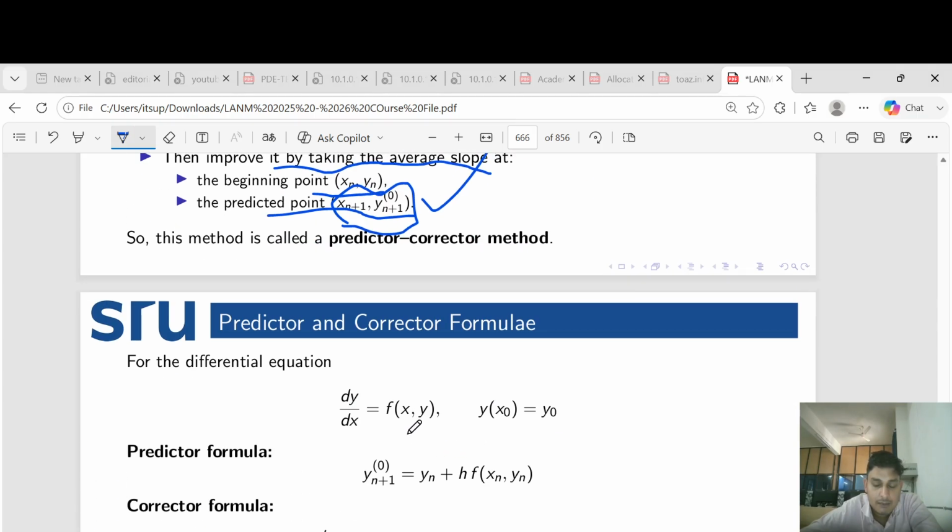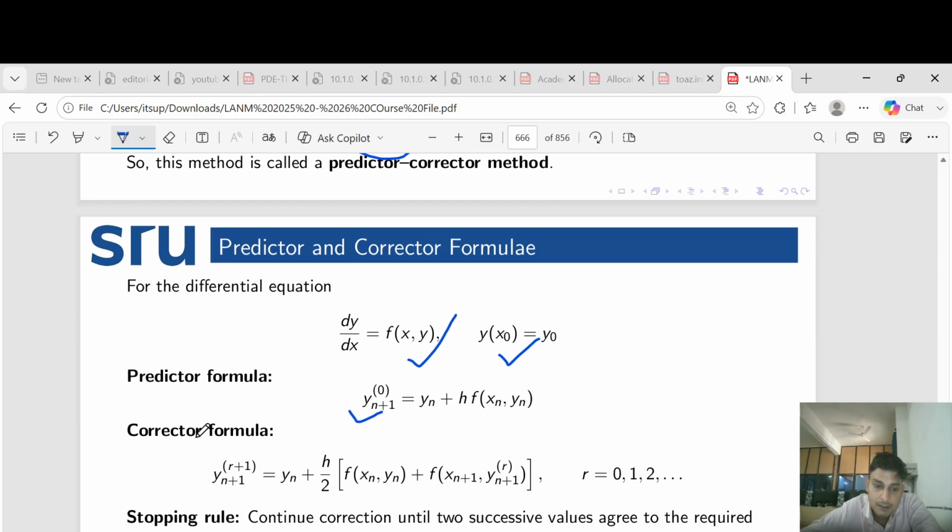Suppose dy/dx = f(x, y). This equation is given, and the initial condition y(x0) = y0 is given. So the Euler's formula is y(n+1) = yn + h f(xn, yn). Using this formula we evaluate y(n+1)^(0). Then the predicted-then-corrected formula is y(n+1)^(r+1) = yn + h/2 [f(xn, yn) + f(x(n+1), y(n+1)^(r))], where r is 0, 1, 2, and so on.